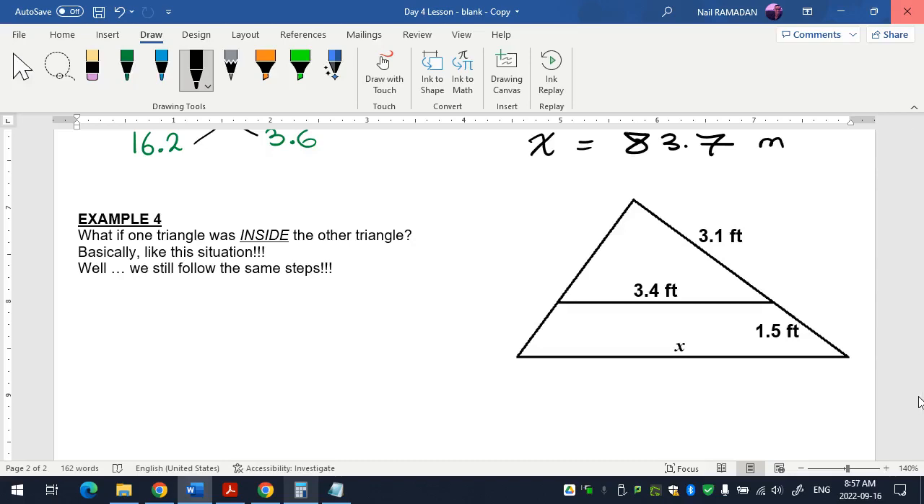Let's look at the problem. The problem is saying, what if one triangle was inside the other one? Basically, just like this situation. We need to find x. Can someone tell me where x is? By the way, what do you call the bottom part of a triangle? It's the base. When we do areas for triangles, does anyone know the equation for the area of any triangle? Base times height divided by two. So base and height. Perfect.